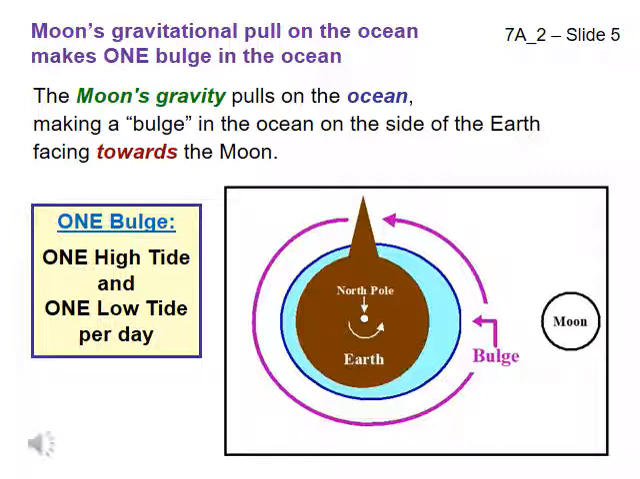Clearly this is wrong, because we observe 2 high tides each day and 2 low tides each day. What causes the other bulge, the one on the side of the Earth facing away from the Moon? We must be missing something.